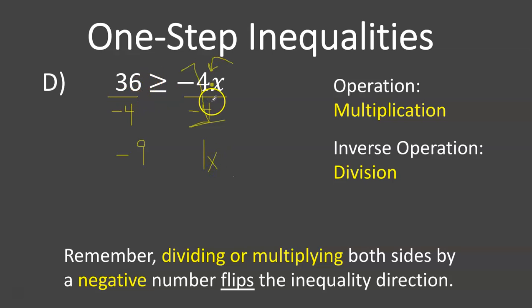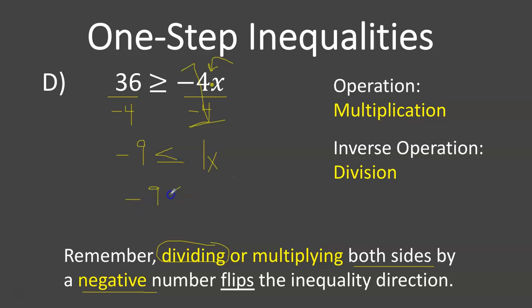Now, if you divide both sides by -4, does it flip the inequality? Down here it says, remember, dividing or multiplying. Okay, we divided both sides. Yes, we divided both sides by a negative. It'll flip the inequality. All right, so we flipped the inequality.